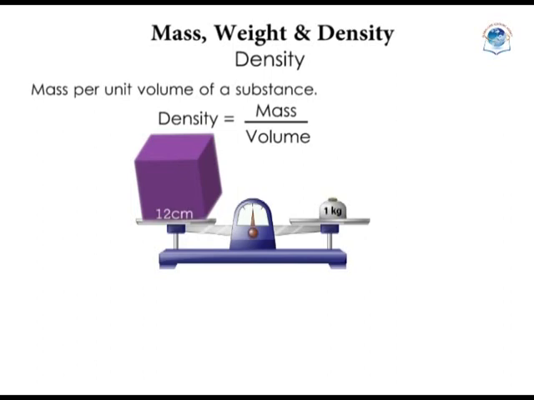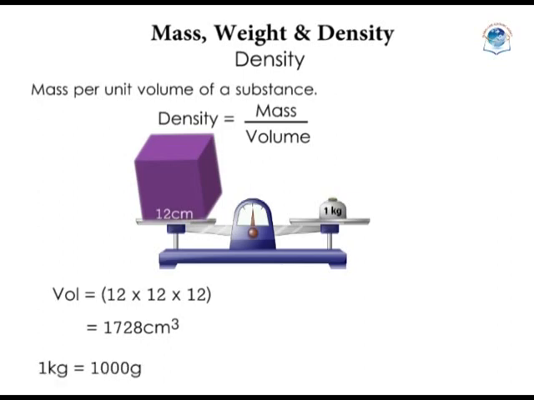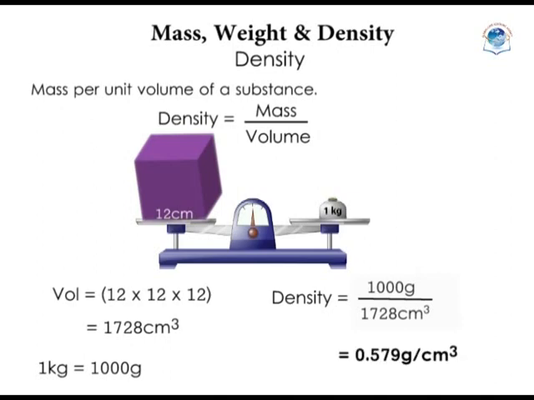This cube weighs 1 kilogram and has a volume of 12 times 12 times 12, which is equal to 1,728 cubic centimeters. We can calculate its density. We can't have kilograms per cubic centimeter. We need to either convert the mass into grams or the volume into cubic meters. Let's convert the mass. 1 kilogram is equal to 1,000 grams, and so density will be 1,000 over 1,728, and that gives us 0.579 grams per cubic centimeter.